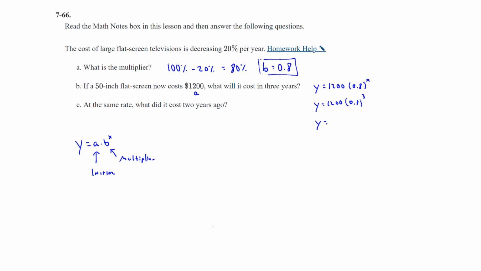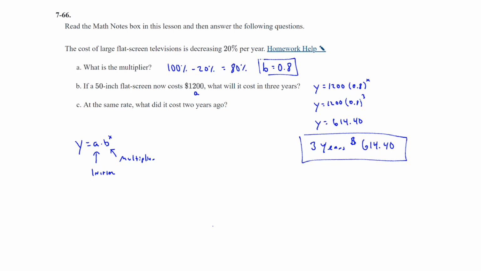And when you plug that into your calculator, just plug everything in at once, and then you should get a dollar amount of $614.40. So in 3 years, we're looking at a cost of $614.40. And that's for Part B. Part C, at the same rate, what did it cost 2 years ago?